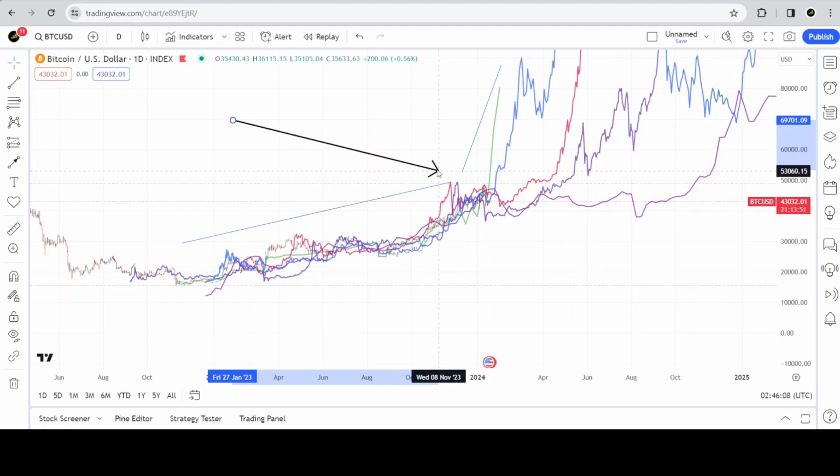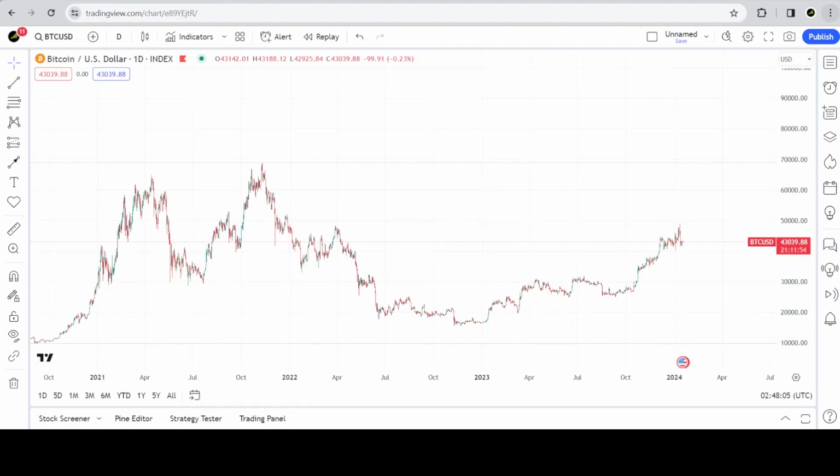Let's remove all these structures. I am a chart structure guy. I'm not a narrative guy. So I examine the structure, and I'm just showing you what I know to be true. To say that this is the end is to say that this time is different. Now, maybe it is, but so far we can see that history says it's not.